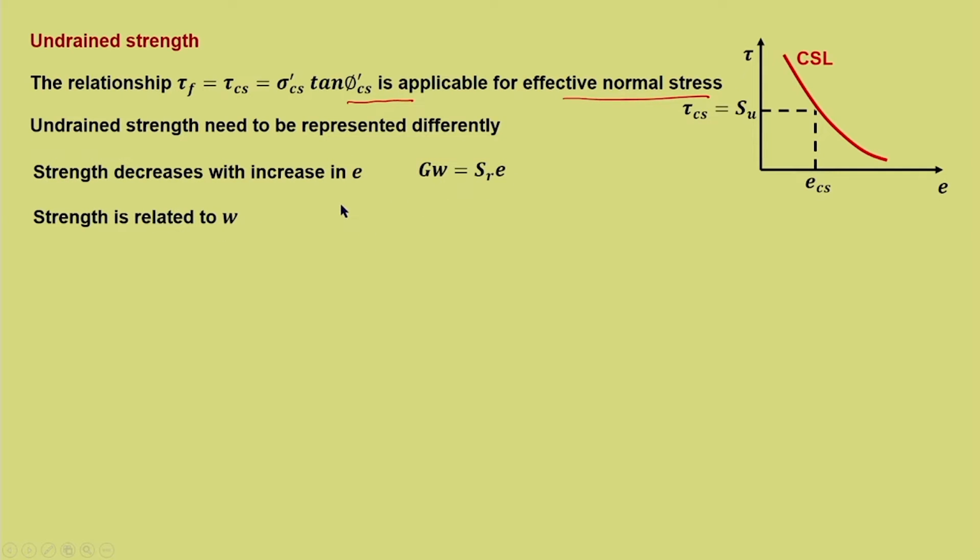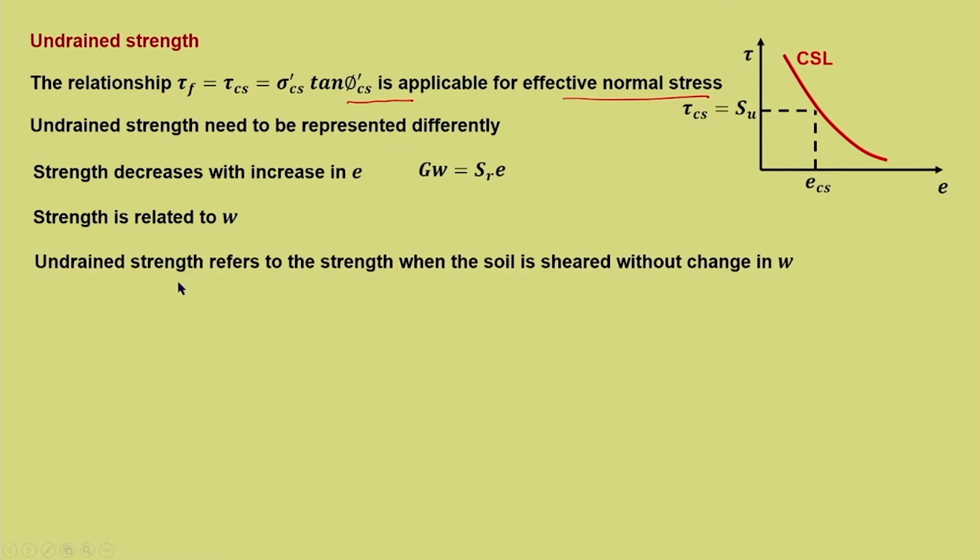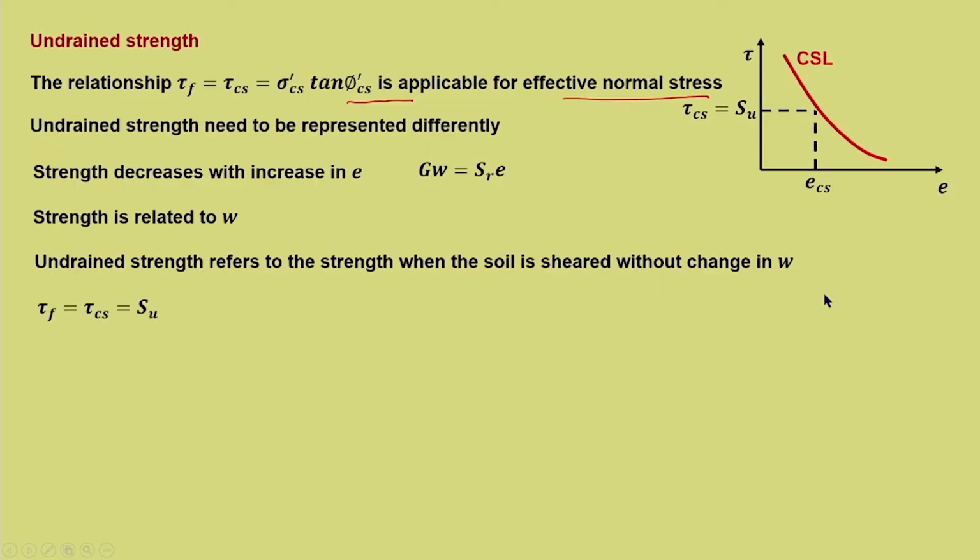We are talking about undrained shear strength very specifically, and undrained shear strength is highly sensitive to its initial condition in terms of E or W. Now we also know Su refers to the strength when soil is sheared without change in W. So it is at constant W condition that we are doing the shear test. So there is no change in W. Why? Because there is no change in drainage condition, and hence the E also remains constant.